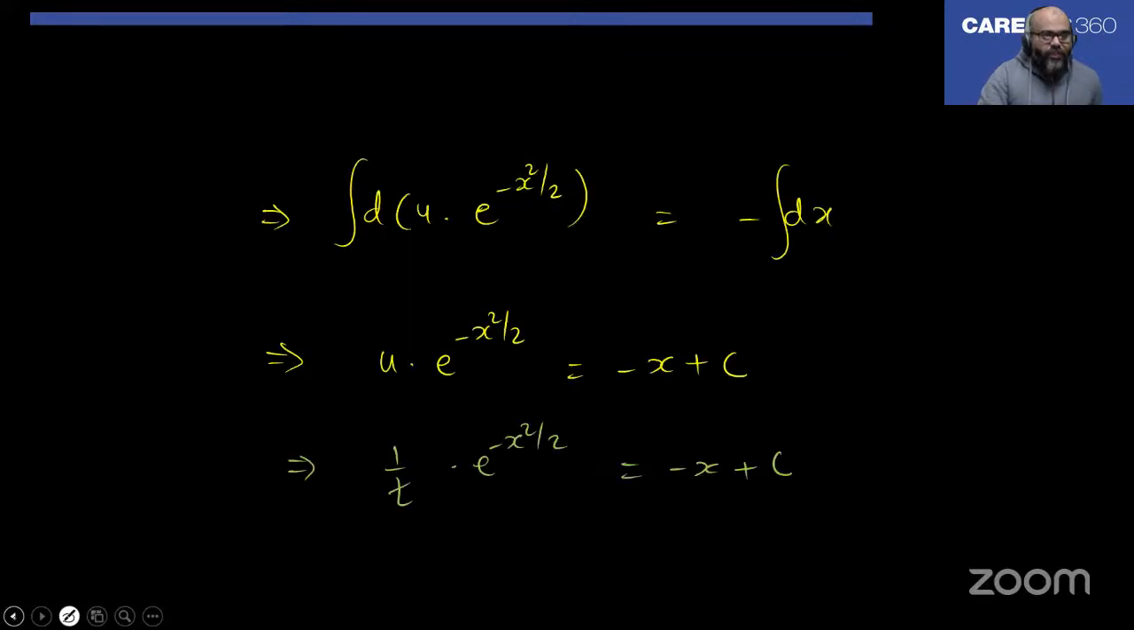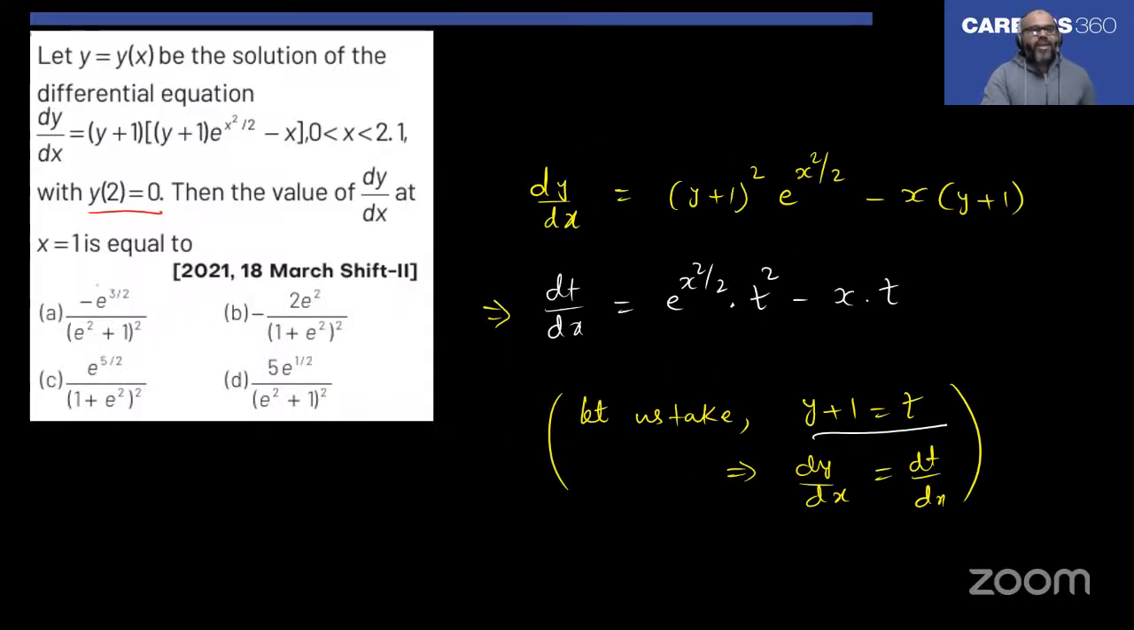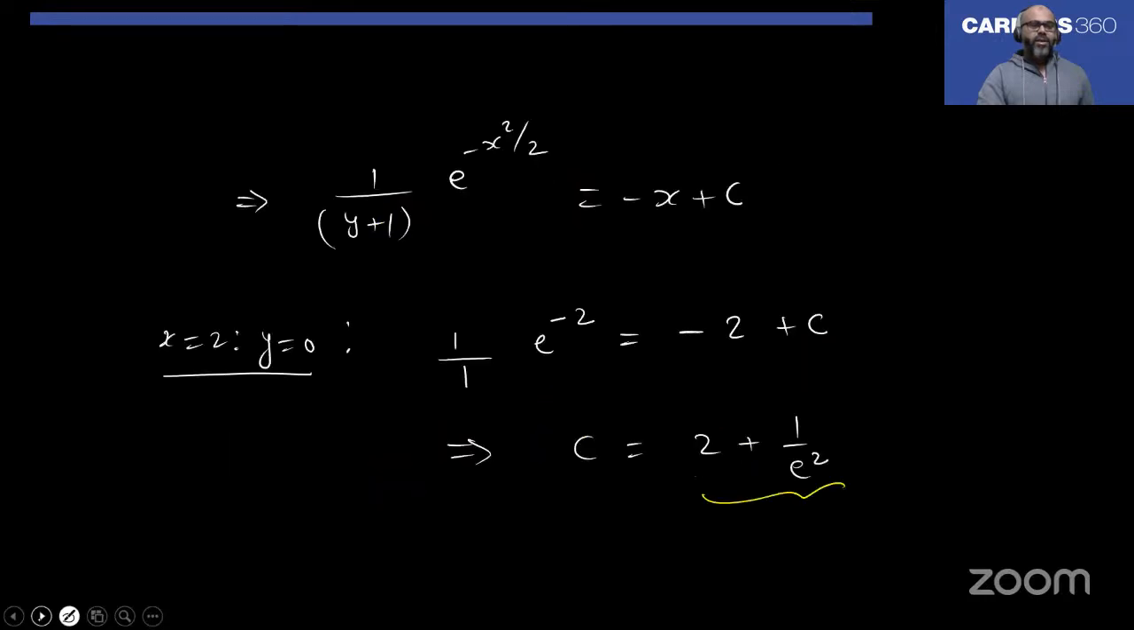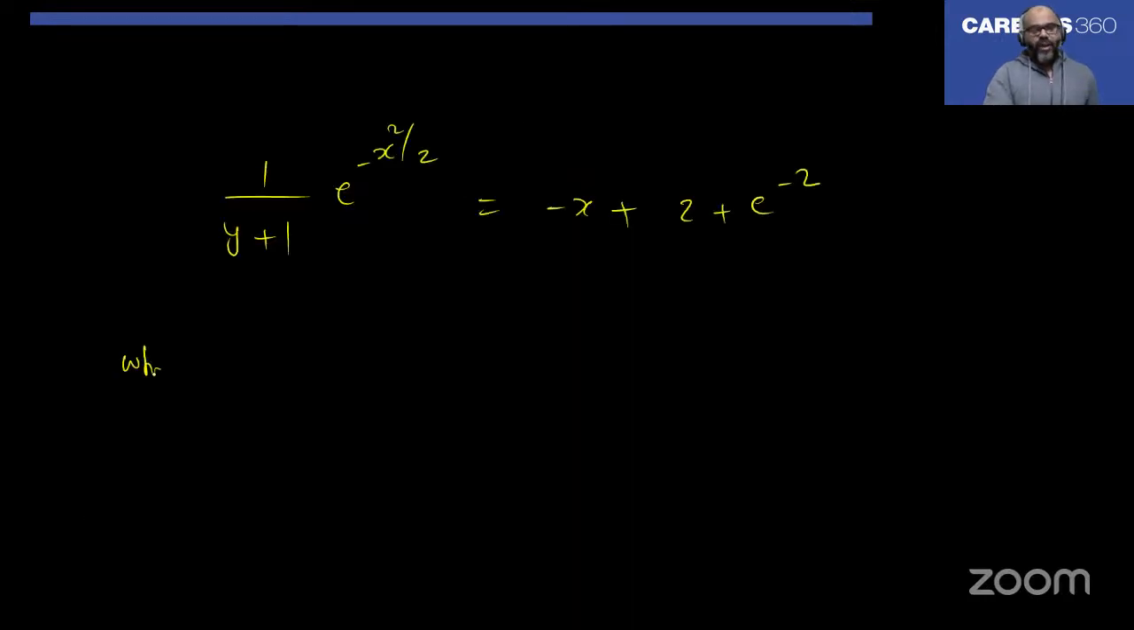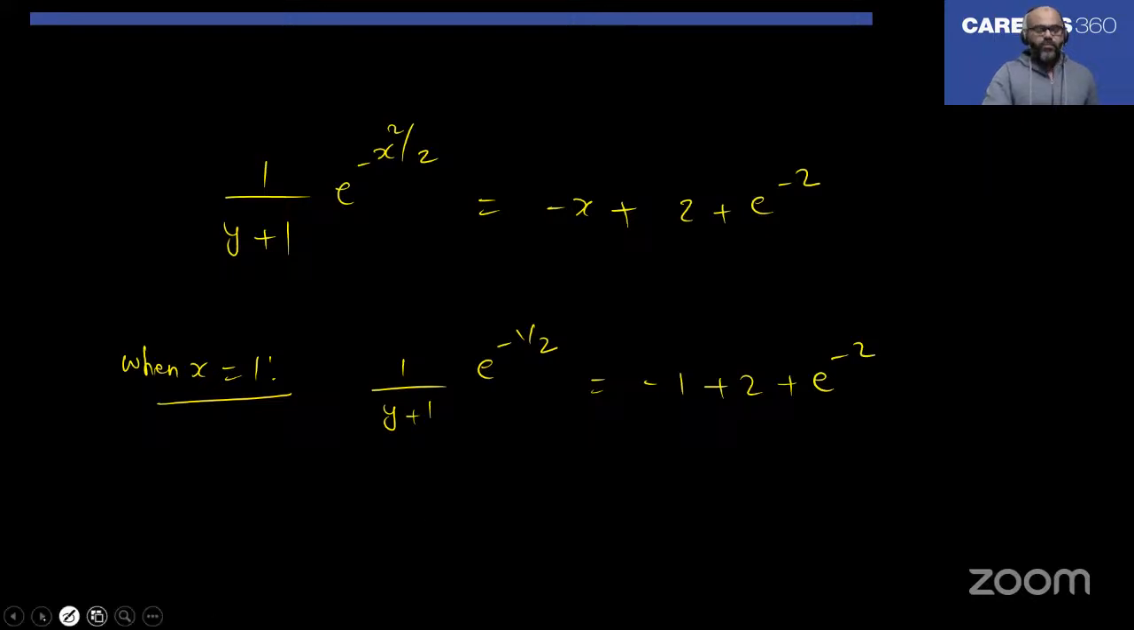Now they are saying: what is dy by dx at x equal to 1? So let us find what is y at x equal to 1, then we'll find dy by dx also. So when x is equal to 1, what will happen? This is 1 by y plus 1. This will become e to the power minus half. This is minus 1 plus 2 e to the power minus 2.